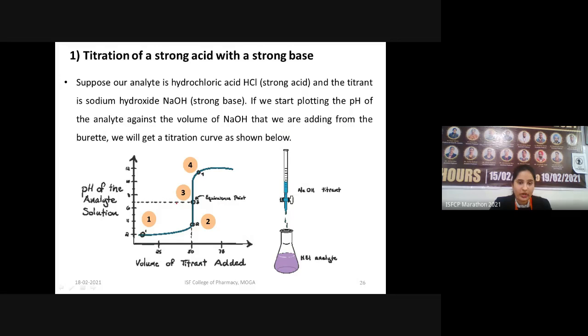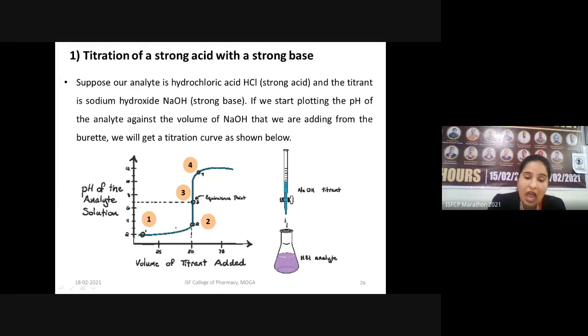And after that, with the introduction of more hydroxyl ions, the pH of the solution will increase. First of all, the hydroxyl ions which we are adding into the conical flask are going to neutralize the H positive ions which are already present in the beaker. All the H positive ions will be neutralized by the sodium hydroxide which we are adding from the burette. So this is the curve which we will be getting here.